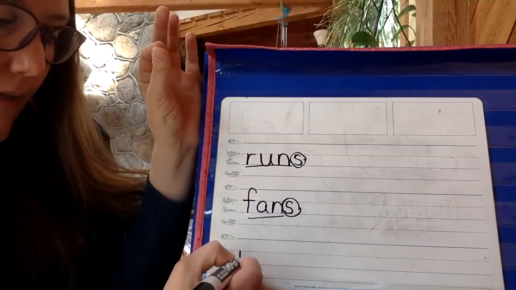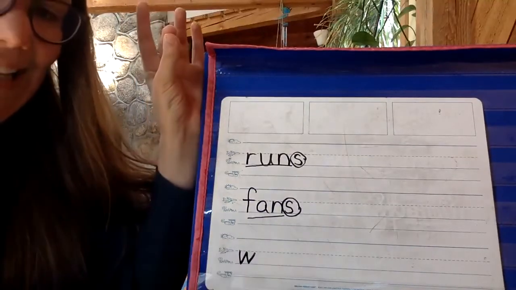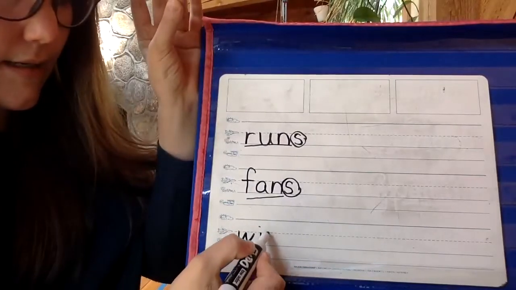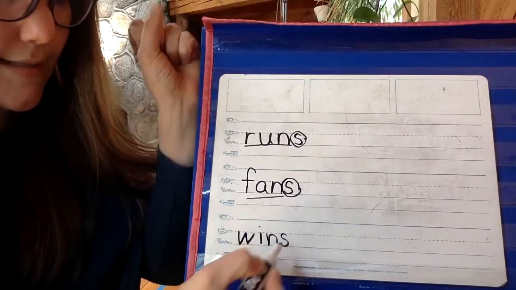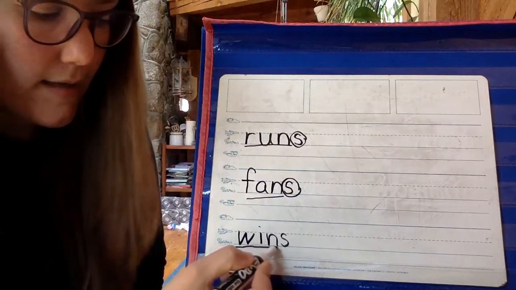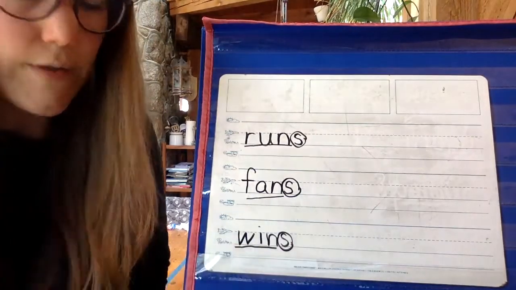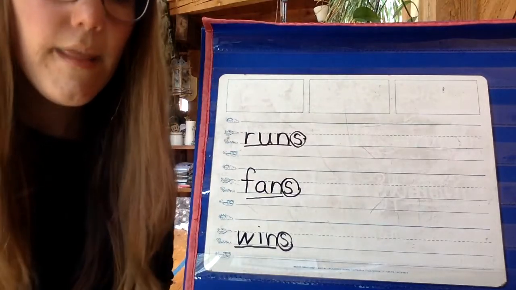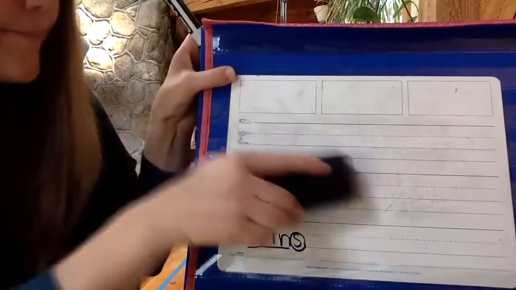W. I, N. And the whole word is wins. Go ahead and circle the suffix and underline the base word, wins. Then you may clear your board.